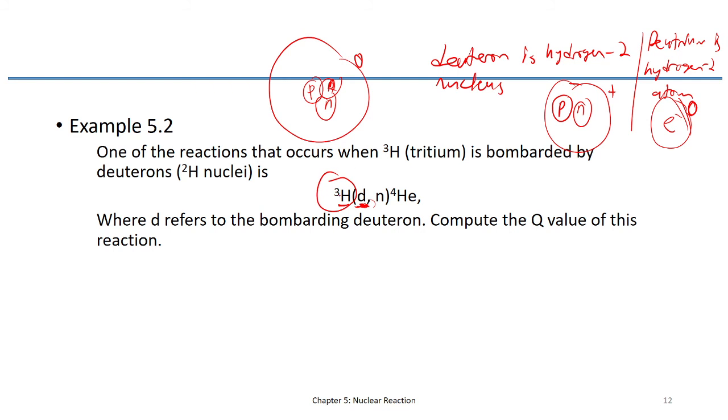So the tritium is bombarded with a positively charged deuteron. You get the products helium-4, not called alpha here, and a neutron. So what is the energy that you can get?